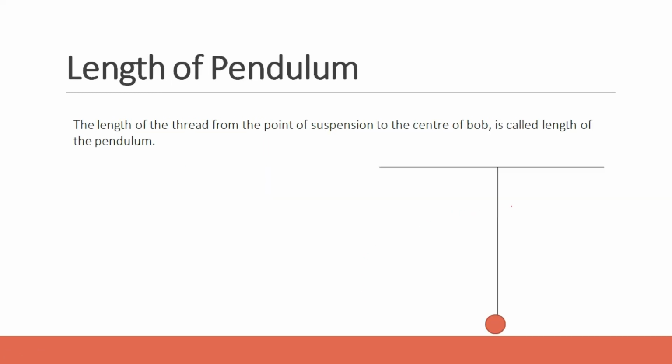So now let us see some important terms regarding this pendulum. This thread, you can see the thread here, right? So the length of the thread is known as the length of the pendulum. If I ask you what is the length of the pendulum, you can simply say the length of the thread. It is the length of the thread from the point of suspension to the center of the bob, and it is known as the length of the simple pendulum or length of a pendulum.